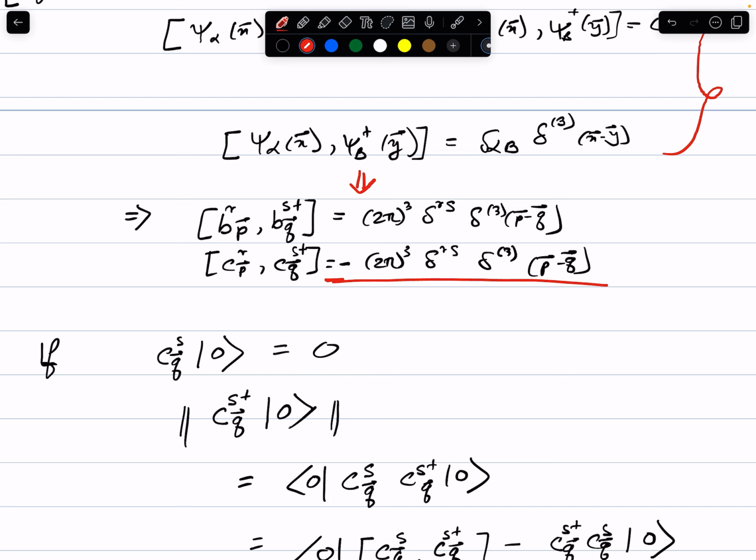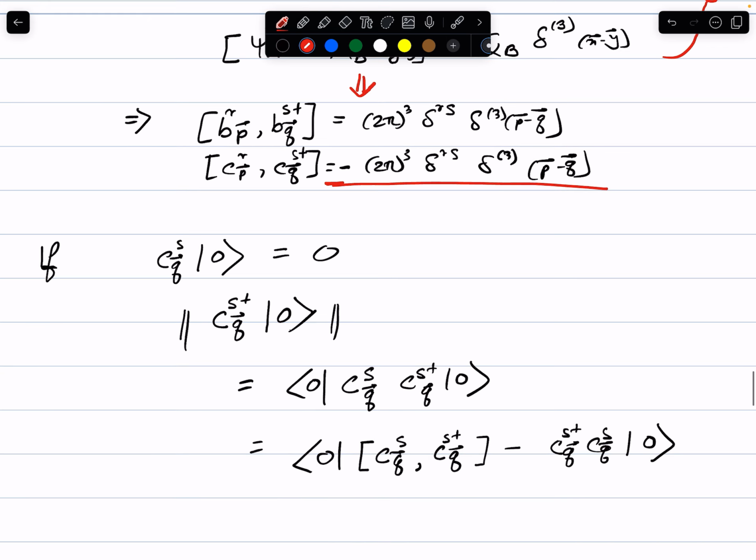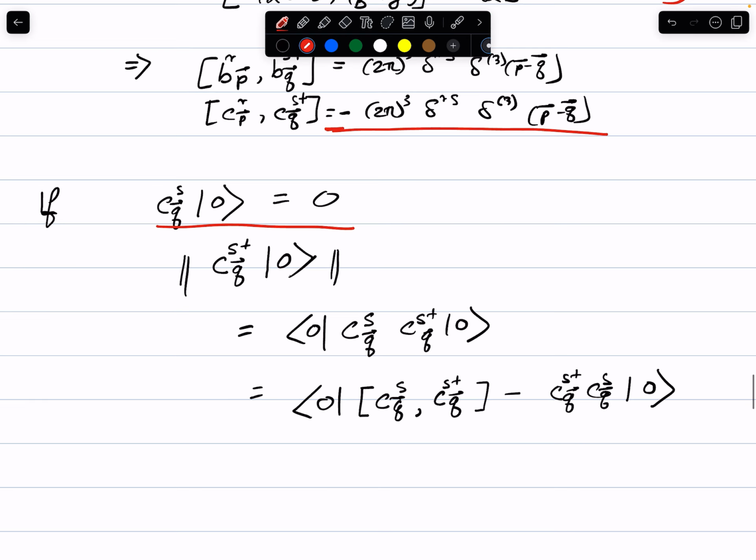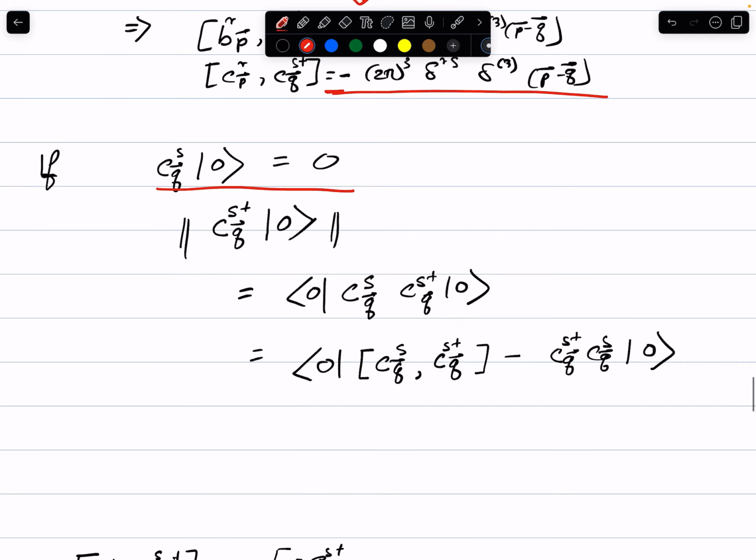Why is this a problem? This is a problem because suppose now you consider the 0 to be annihilated by all the C operators, and then you will consider a particle to be created by the C daggers, the usual way. But then if you try to take the norm of this state, C dagger, this thing, what do you get? You get C dagger and the conjugate is this.